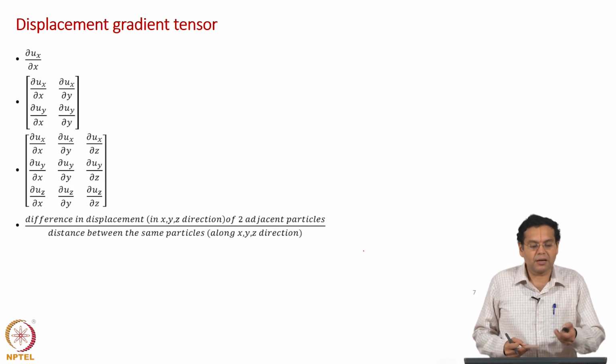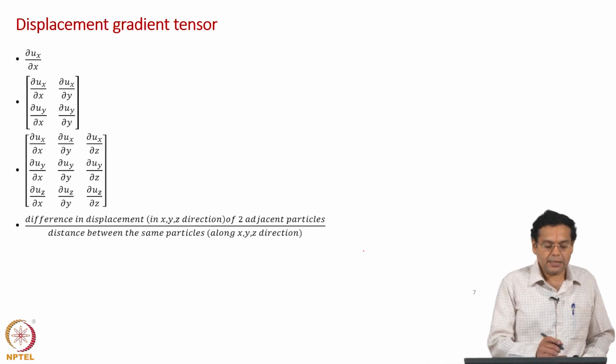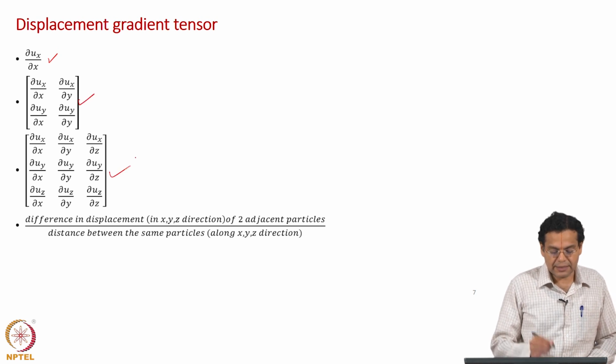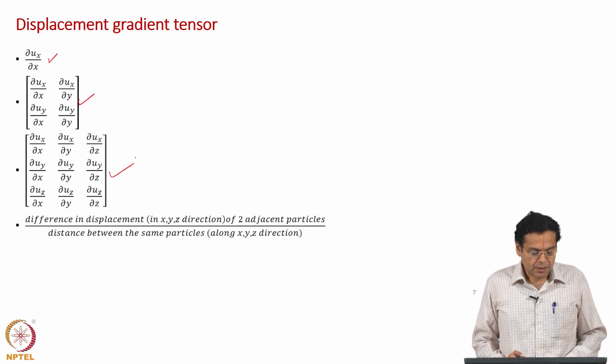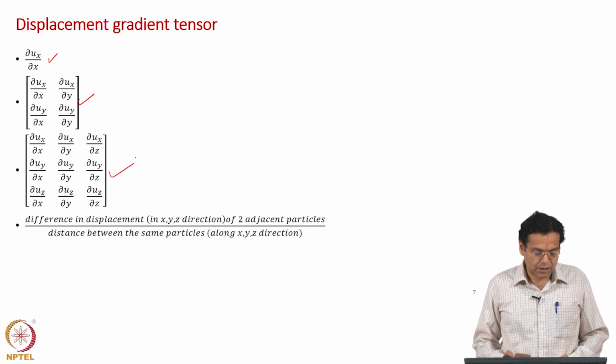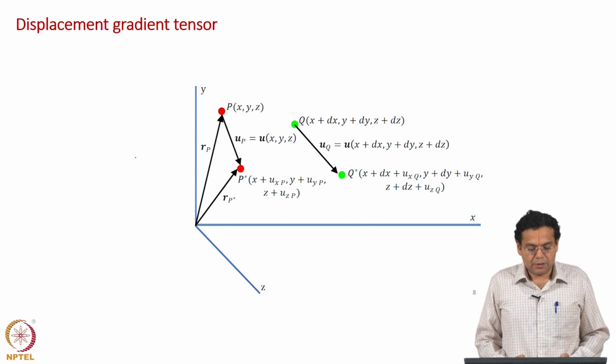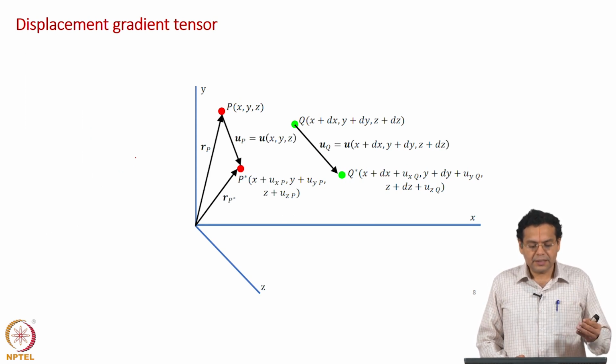Of course, then we saw this displacement gradient tensor, same slide as what we have seen earlier for the one dimensional case, the two dimensional case and the three dimensional case. Okay. So, this is just to recall what a displacement gradient tensor is.